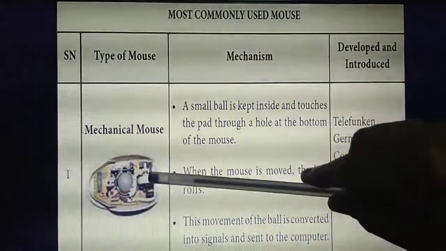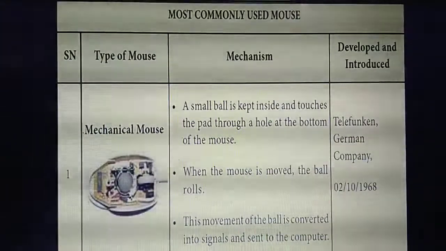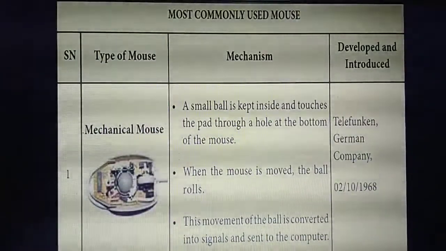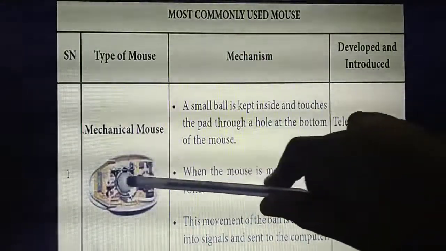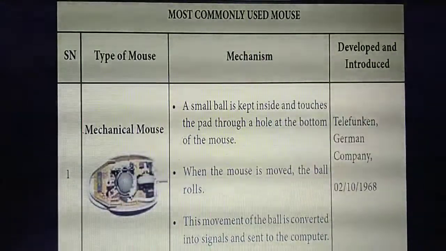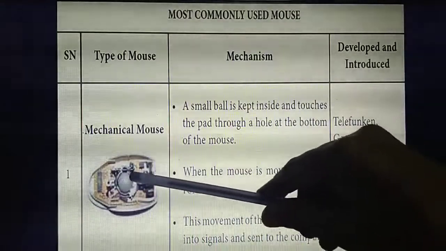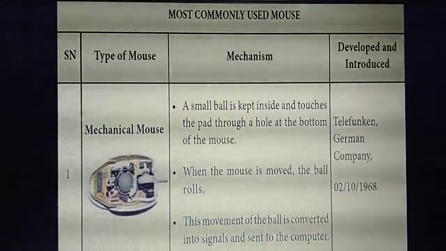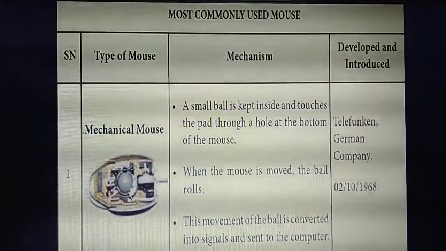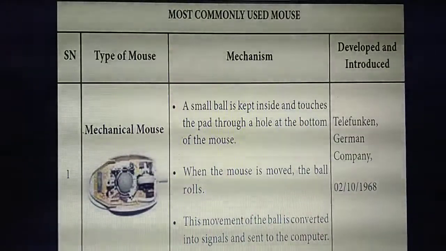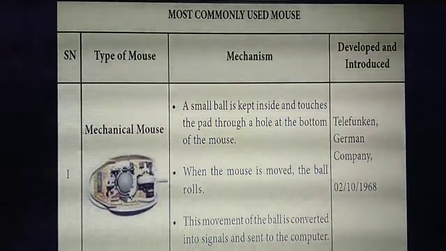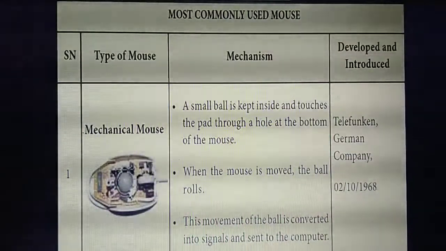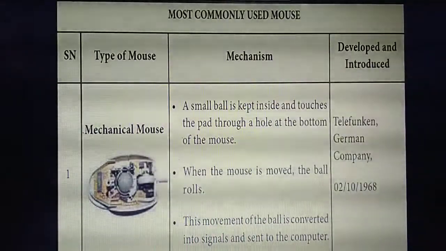First you see this diagram, then only you will understand. Okay, listen. In the mechanical mouse, what have you seen at the center? Is it visible? This is a ball-like structure. Yes. So in the mechanical mouse, what's the special feature? A small ball is kept inside. That is the first point.